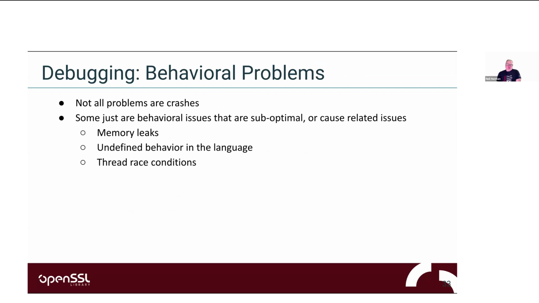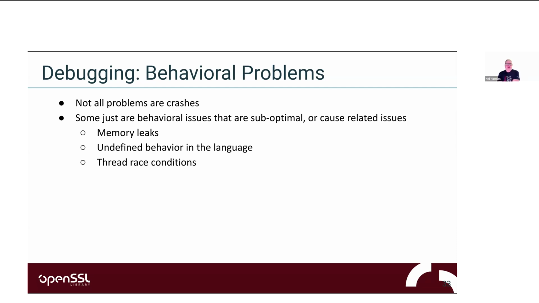Moving on, behavioral problems. Not all problems are crashes. Some are just behavioral issues that are suboptimal. Sometimes they lead to crashes, sometimes they don't. These are things like memory leaks, right? You run your application for a long time, and all of a sudden you're using 47 gigs of memory. And if your program is a simple web server, that seems wrong.